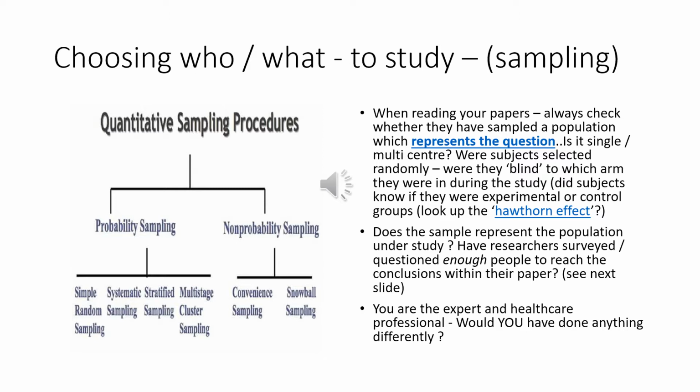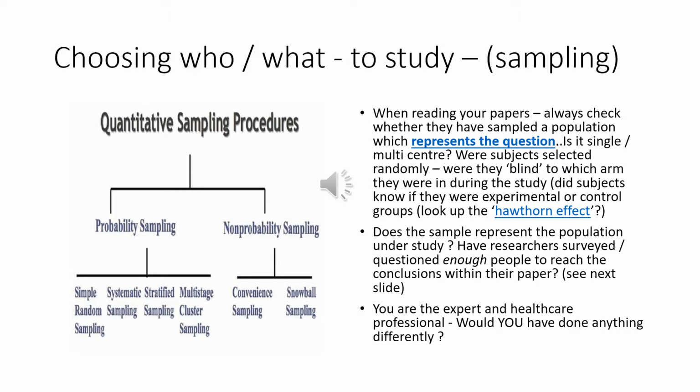Would you have done anything different? If you sampled certain groups and you put them onto a control and an intervention arm, would those control people know that they weren't part of the intervention arm? Would that have affected their responses and their results? You're the expert in healthcare and the healthcare professional. So whether or not you would have done anything differently, would you have sampled a different population?